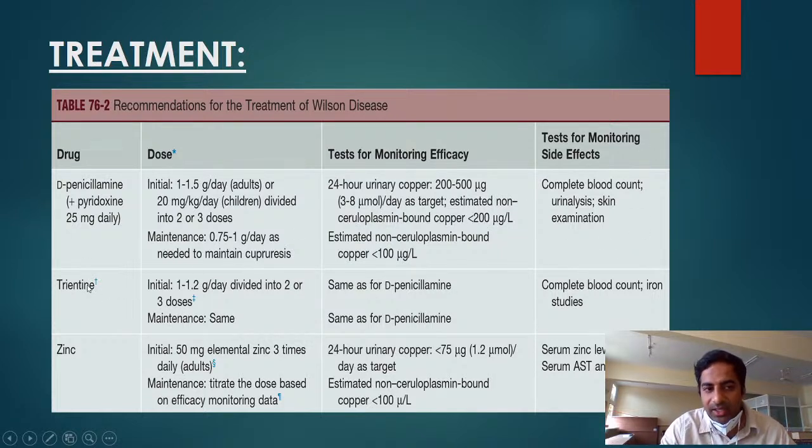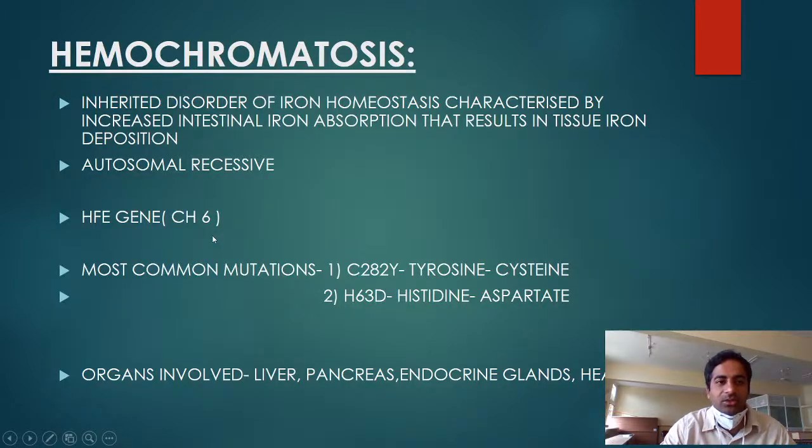Then you have trientine. This is the preferred one now. Trientine initial is 1 to 1.2 grams per day, and the monitoring is the same. You have to do CBC and iron studies. Zinc initially 50 milligrams elemental zinc thrice daily, and then you monitor the serum AST and ALT levels. So zinc with trientine is the preferred combination.